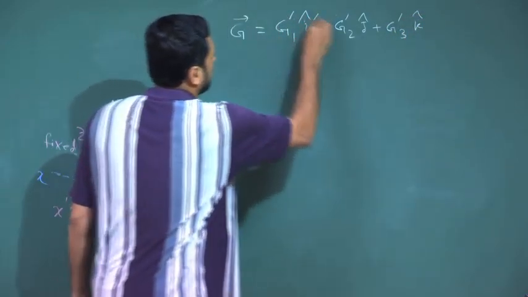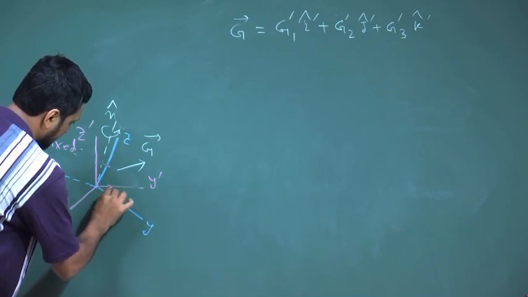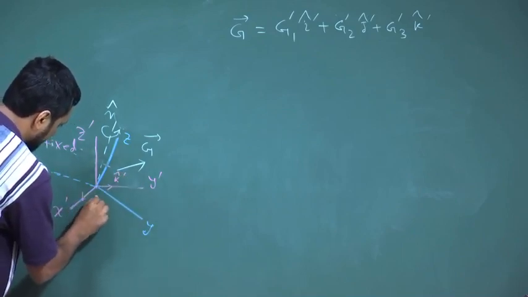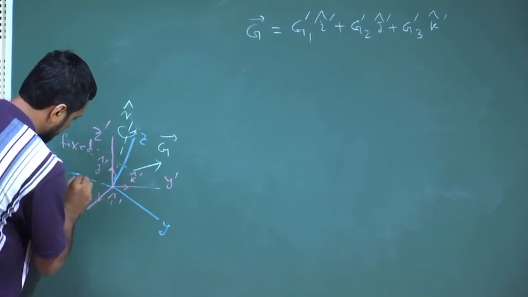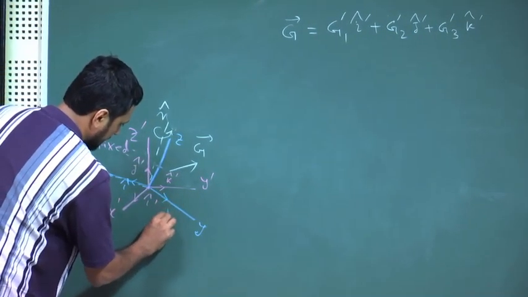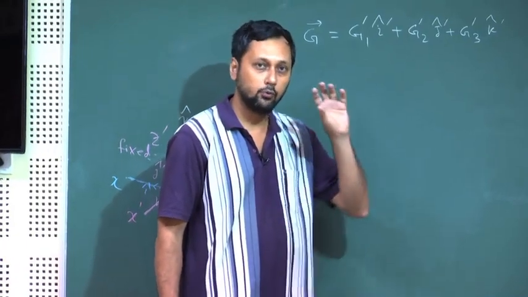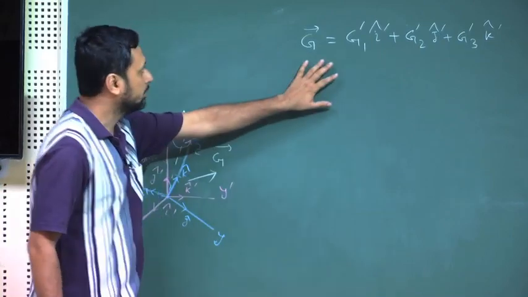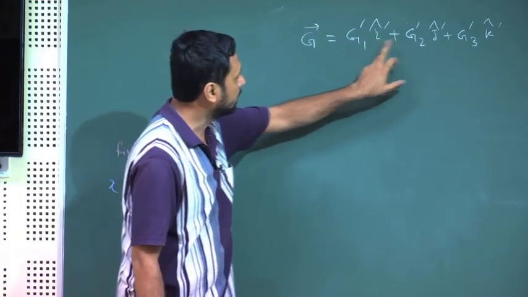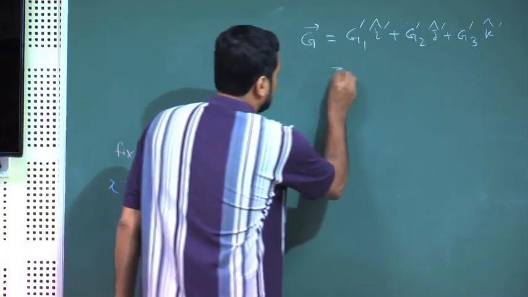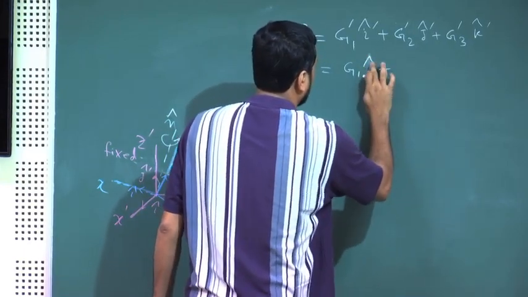So, let us assume that for the fixed frame we have i cap prime, j cap prime and k cap prime, and for the moving frame let us have i cap, j cap and k cap. So, from now onwards, if there is a fixed and a moving coordinate system, the fixed coordinate system will be denoted by prime and the moving coordinate system will be denoted by non-primed indices.